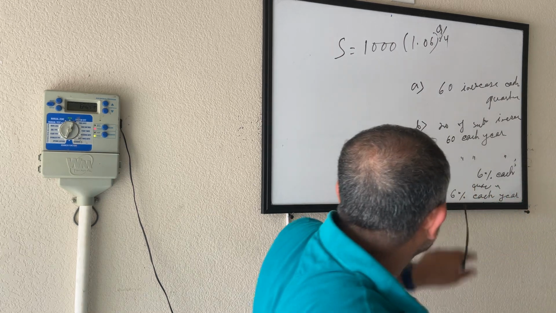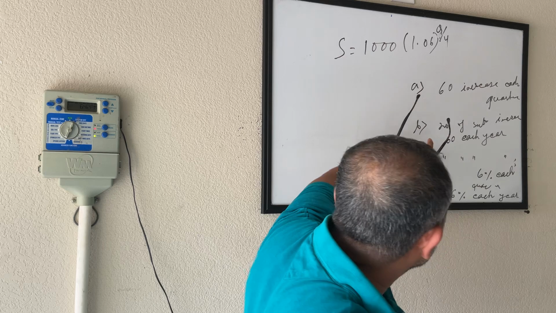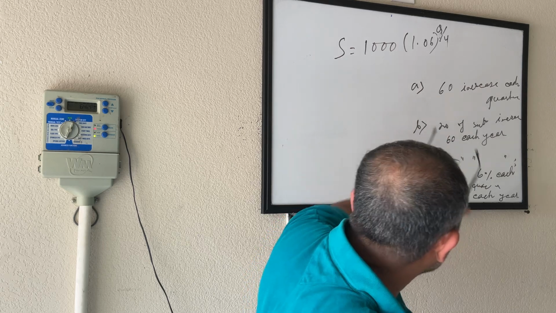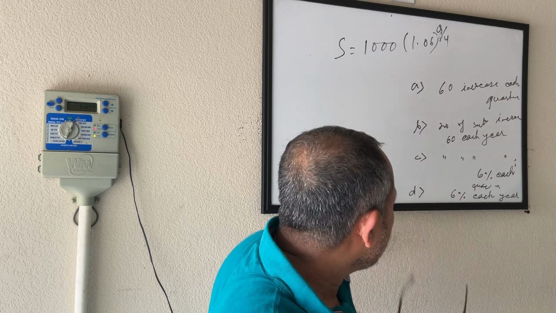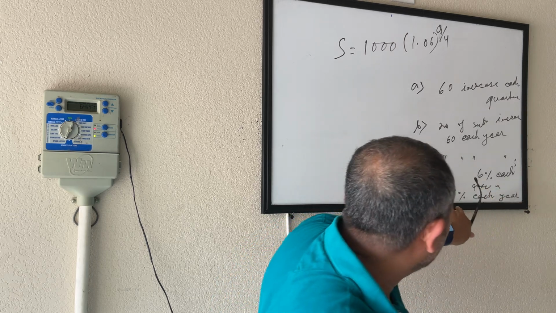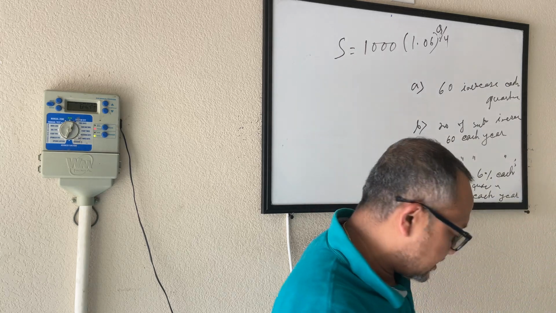Okay. So this says 60 subscribers are increasing every quarter year. This one says number of subscribers increase by 60 each year. Third option is increase by 6% each year, and number 4 is each quarter year. And the fourth option is 6% subscribers increase every year.